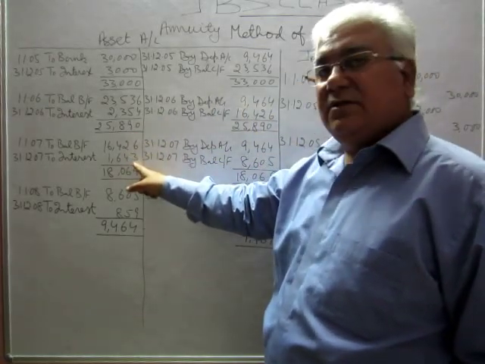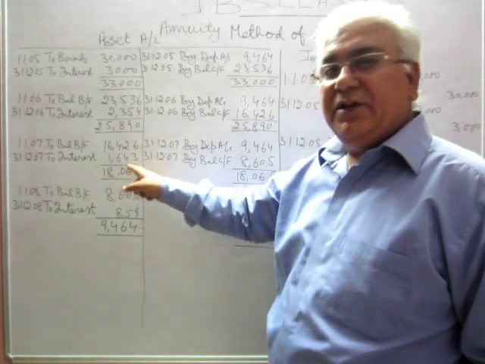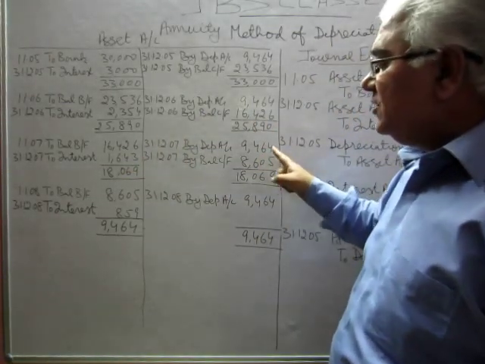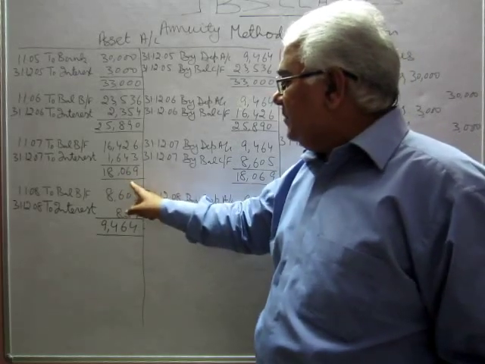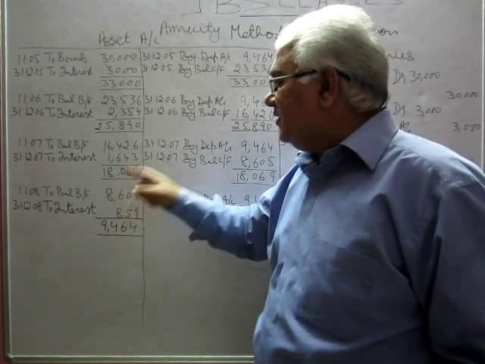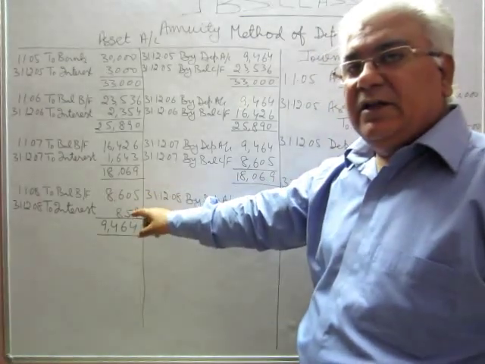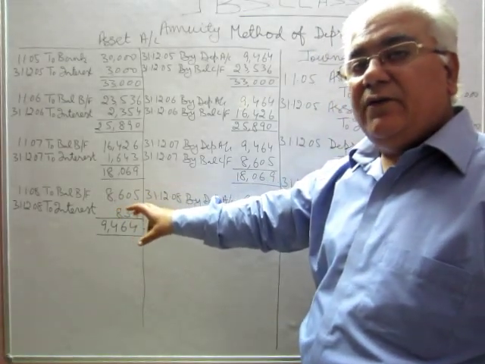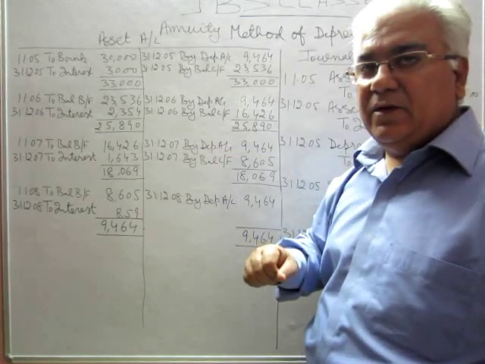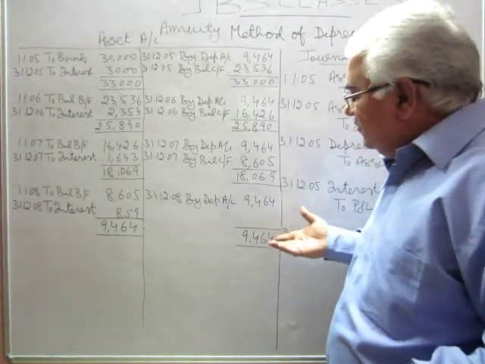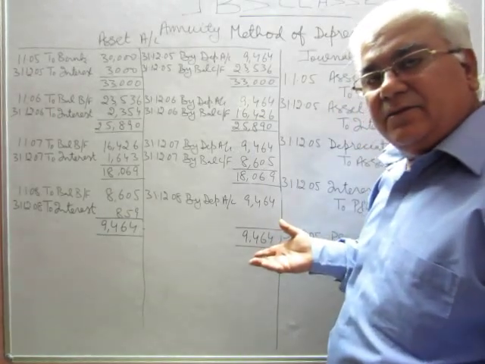Again 10% of this is charged as interest. Depreciation is charged, this amount is carried forward, and then 10% of this is charged as interest. But here you notice that it is not exactly 10% of this. This is because of rounding off of the annuity amount. Okay, so this is the depreciation charged in the last year. So this is all over.